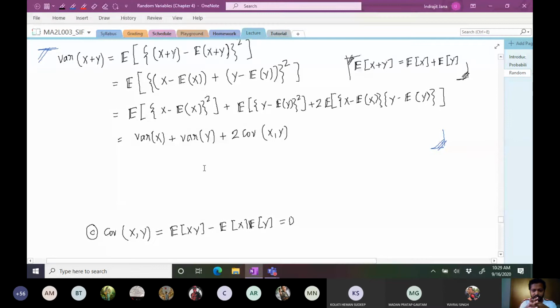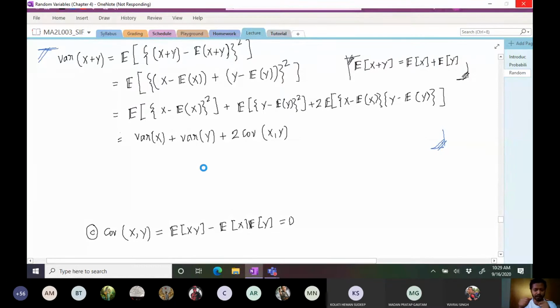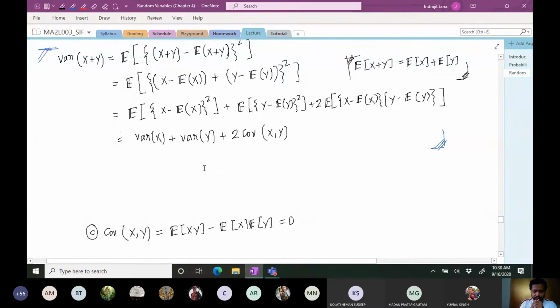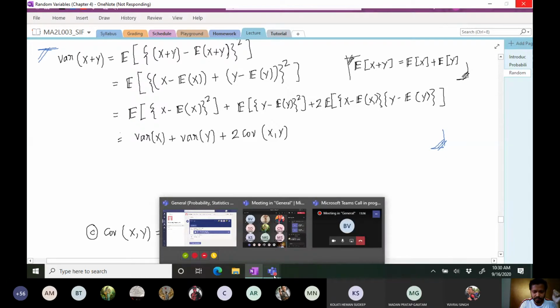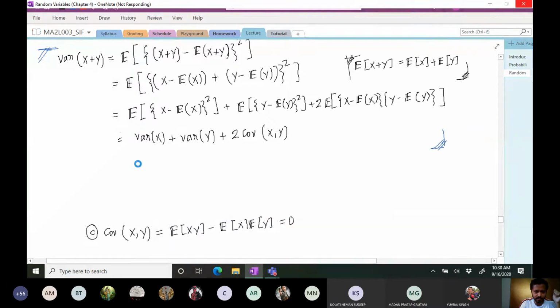Since my program is not responding very fast, let me pause here for a few seconds and see if anyone is having any questions, because I'm not able to write anything, so you might have some questions about the whole process. So Mojit, do you have any question about the calculation of this variance of x plus y? No, sir, it is fine. Yeah, fine, sir. Okay.